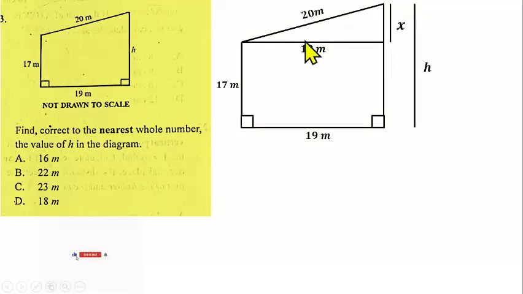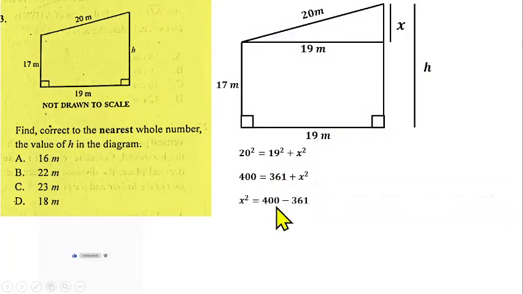So let's use Pythagoras theorem to find this side. The square of the hypotenuse, 20 squared, equals the square of this side plus the square of this side, which is 19 squared plus s squared. So we have 400 equals 361 plus s squared. Collect like terms: s squared equals 400 minus 361, so s squared equals 39. Find the square root of both sides, and s is 6.2 meters approximately to 1 decimal place.